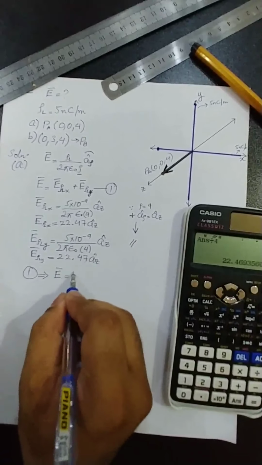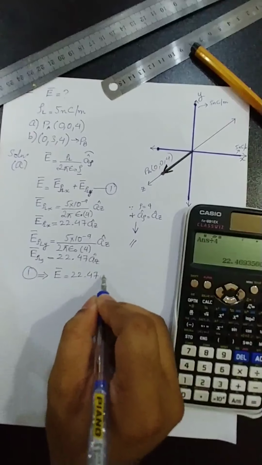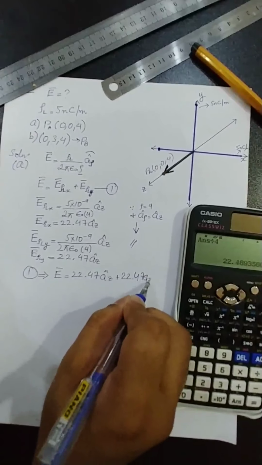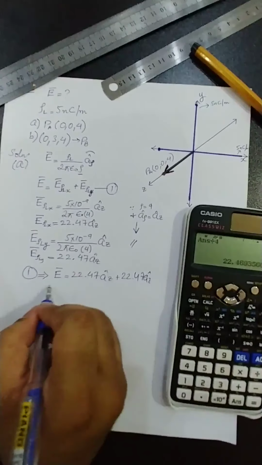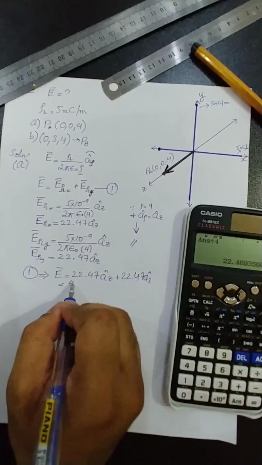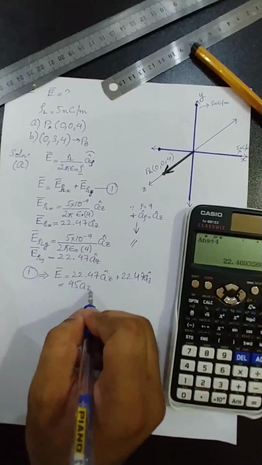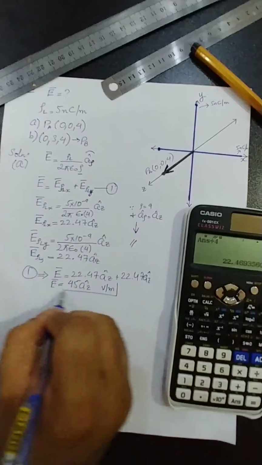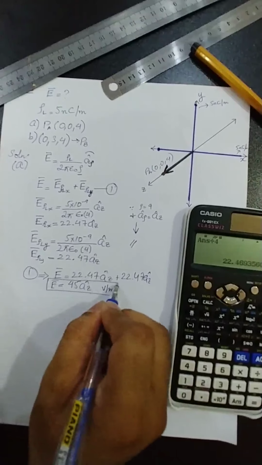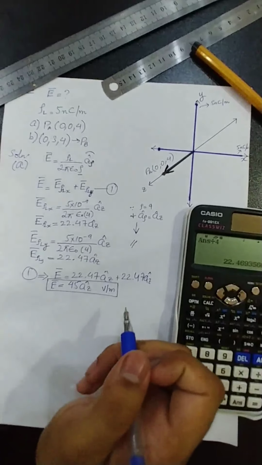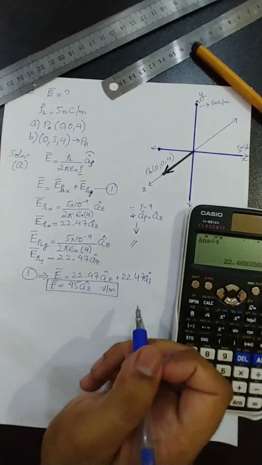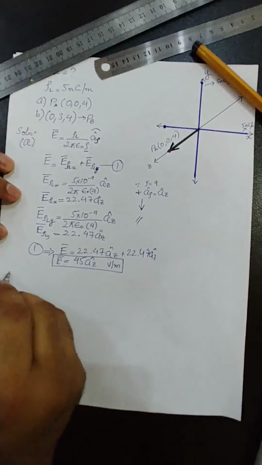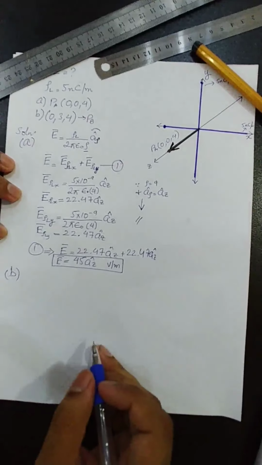electric field 22.47 az plus 22.47 az, and this will be equal to approximately 45 az. And don't forget to write the units, because an answer without units is meaningless. So it is approximately 45 az volts per meter. Now for part B, let's try to solve part B.